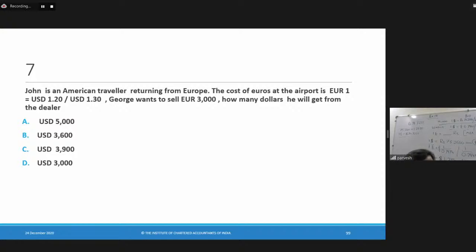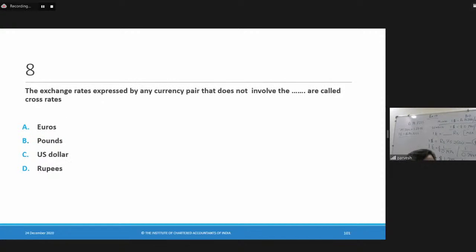So seventh is B. Yeah, the answer is B, it is $3,600. This guy is returning from Europe, so he wants to sell his euros. When he goes to the bank, the bank says we'll buy from you at 1.20, but we'll sell at 1.3. Since he's going to sell his euros, he'll get less money. So he'll get 1.2, which is 3,600 USD. So he'll be offered the bid price. The ask price is for buying the dollars.